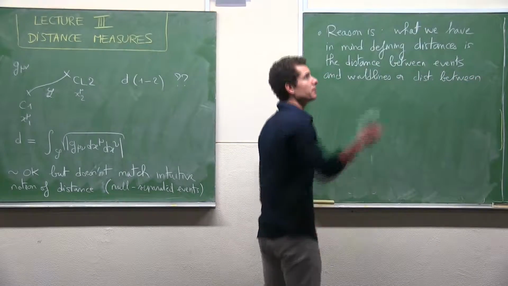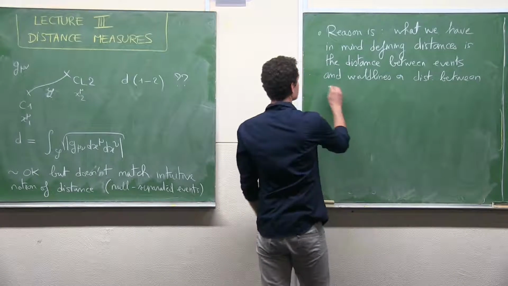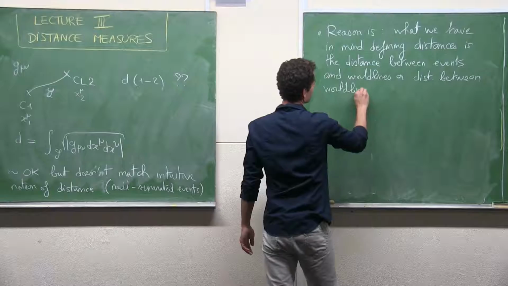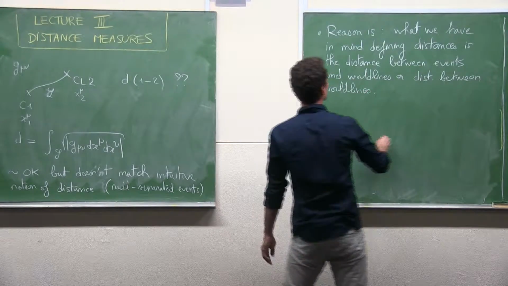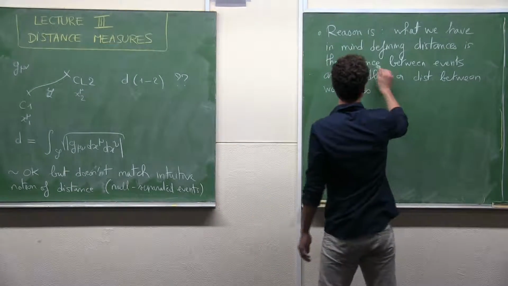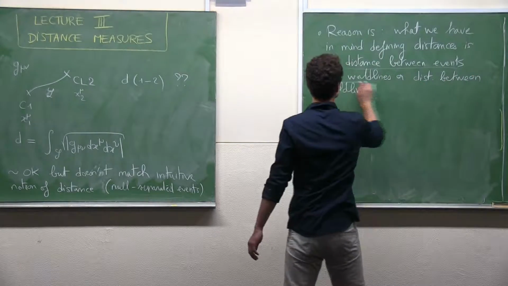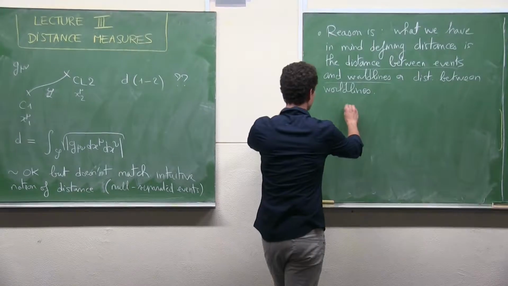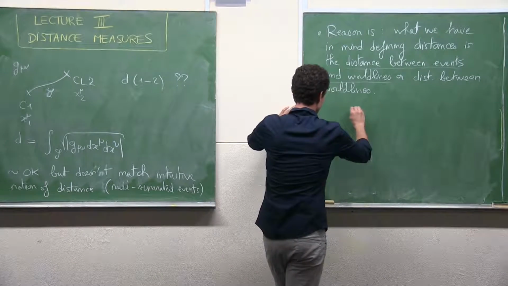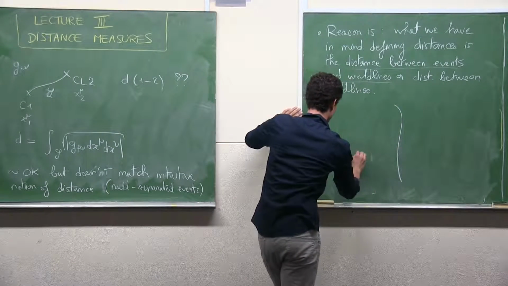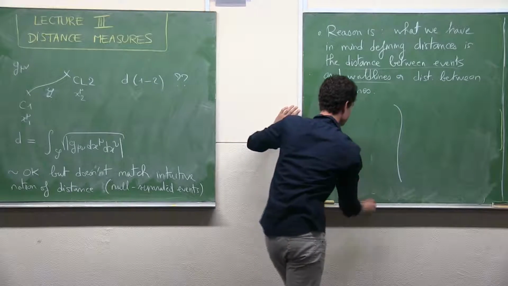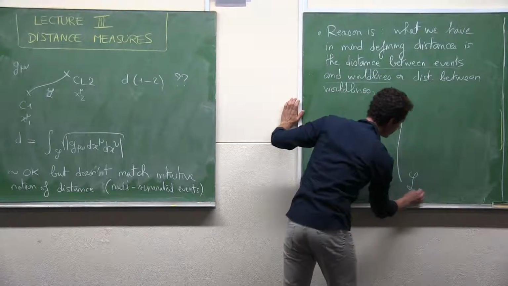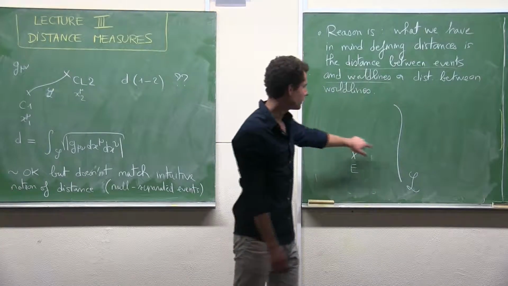So what is the distance between this light and I? Let's consider the first case. In this case, I have something which is actually a bit clearer. I have a world line, and I have an event E. And now I wonder what is the distance between this event and this world line.